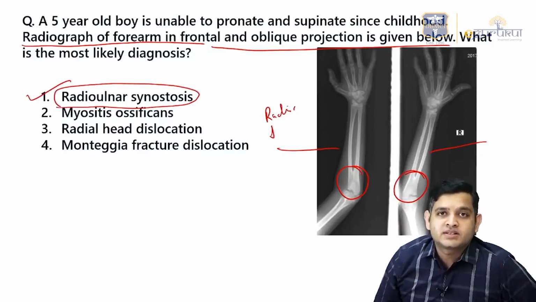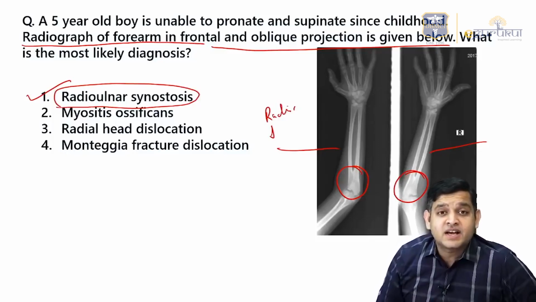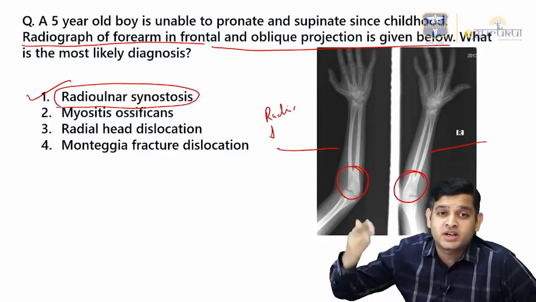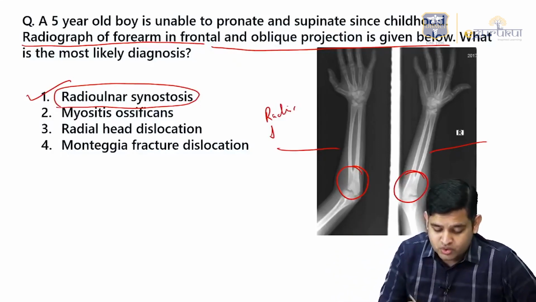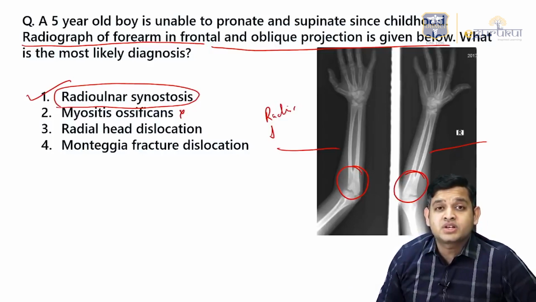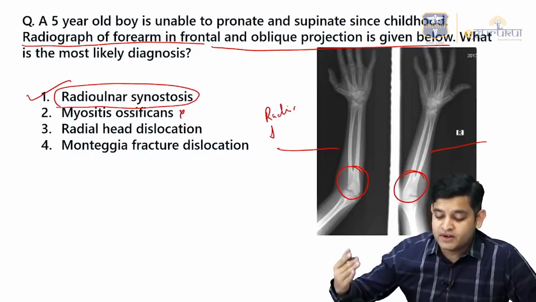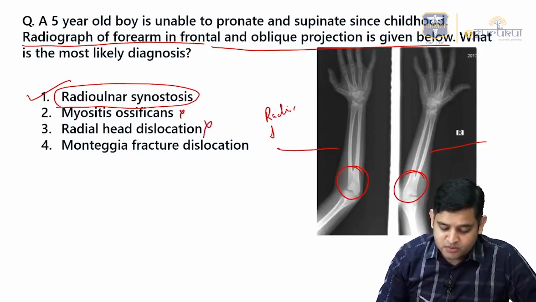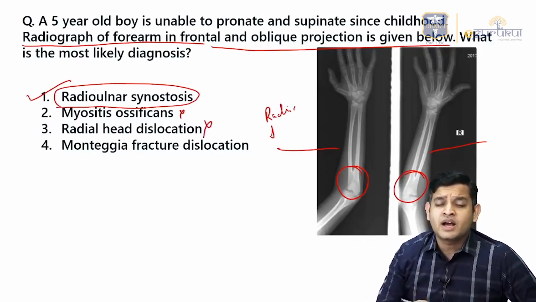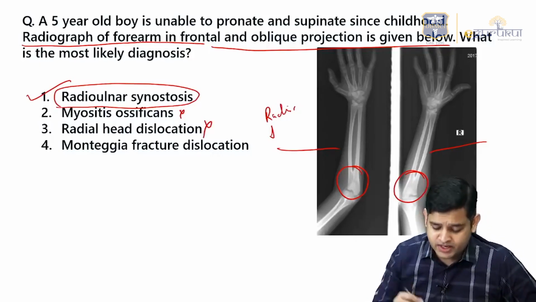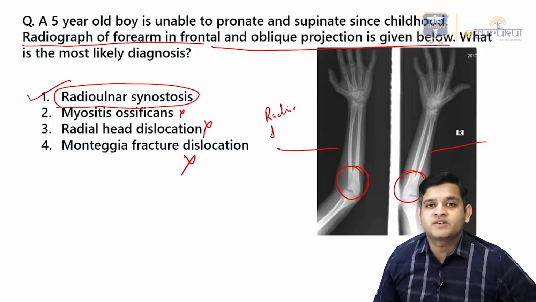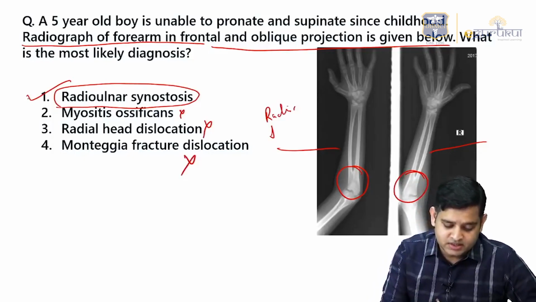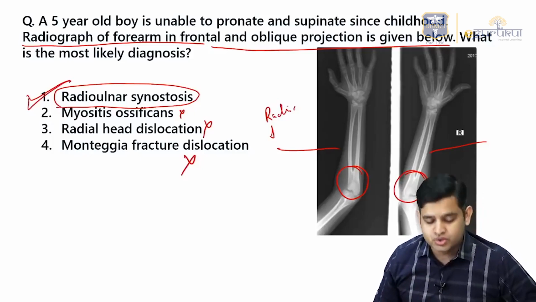That's a radio-ulnar synostosis. Myositis ossificans, when involving the subcutaneous tissue and the soft tissue, this is not. Radial head dislocation, there would have been a history of a trauma and it will not be since the birth, so that cannot be there. And I don't see any fracture of the ulna over here, so this is definitely not a Monteggia fracture dislocation. So the answer is radio-ulnar synostosis.